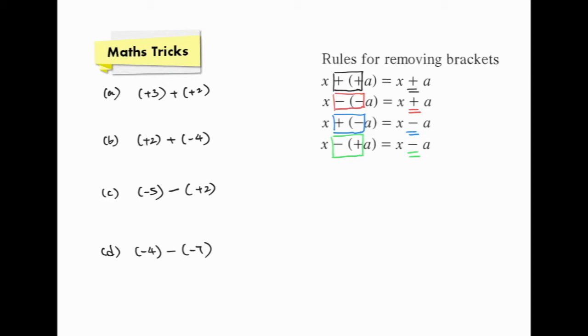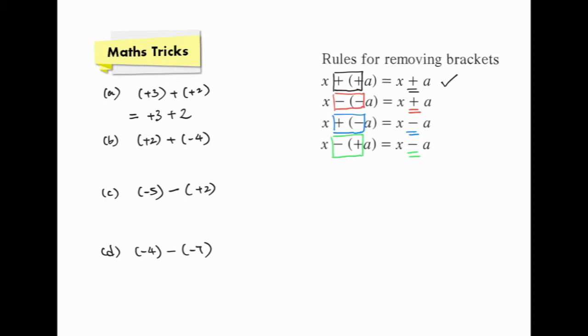Example A. Positive 3 plus positive 2. The first number will be the starting point. We don't need to change it. Just copy positive 3. Then plus positive 2. According to rule 1, we have positive 3 plus 2. We will discuss the operations of numbers on the next page.